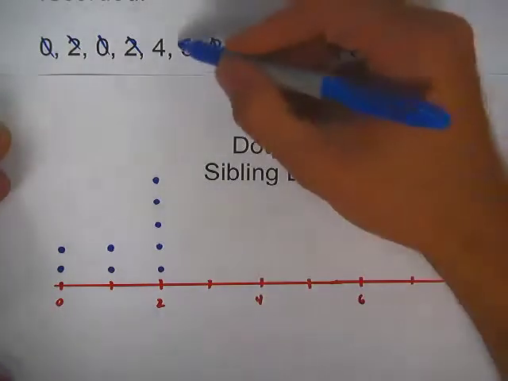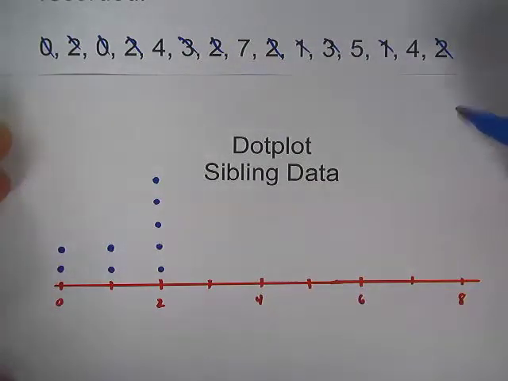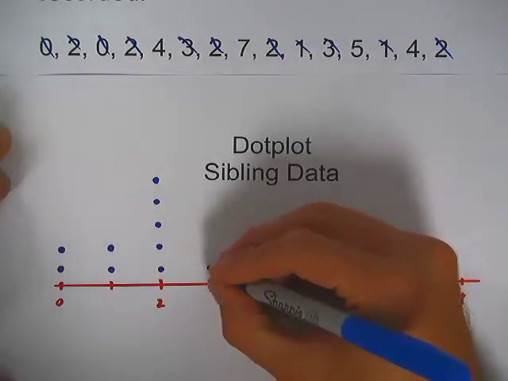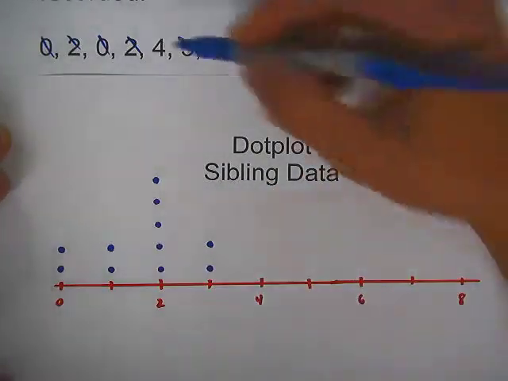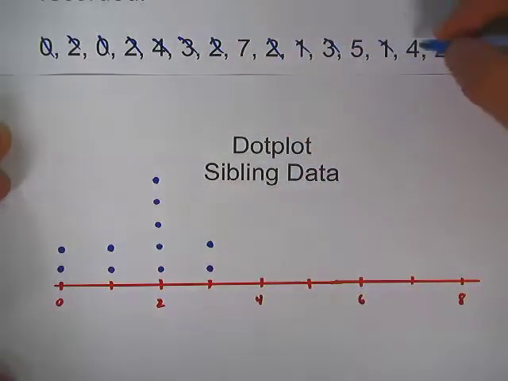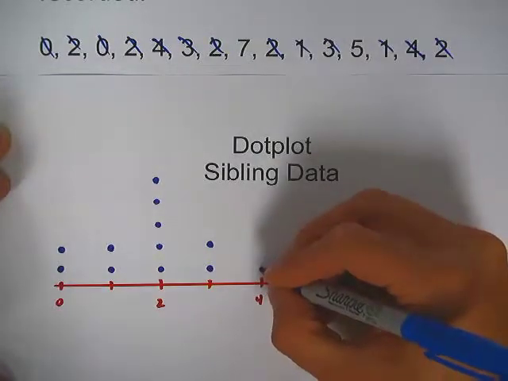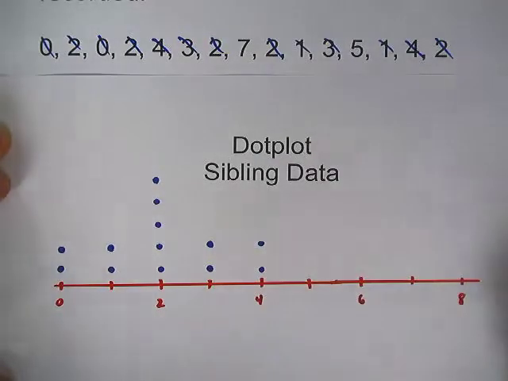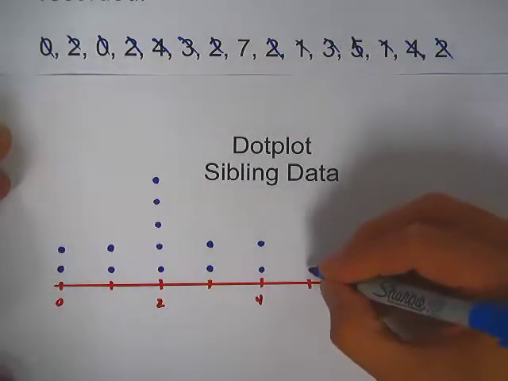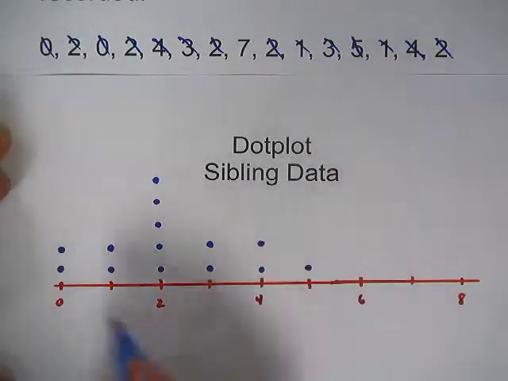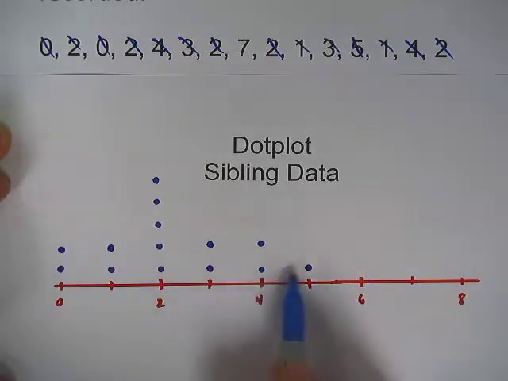All right, 3, 1, 2. Okay, so that's 3. So 2 people had 3 siblings. Okay, on to 4. 1, 2. Okay, 5. We had, looks like just 1. Okay, again, notice all of these dots are right in a row.